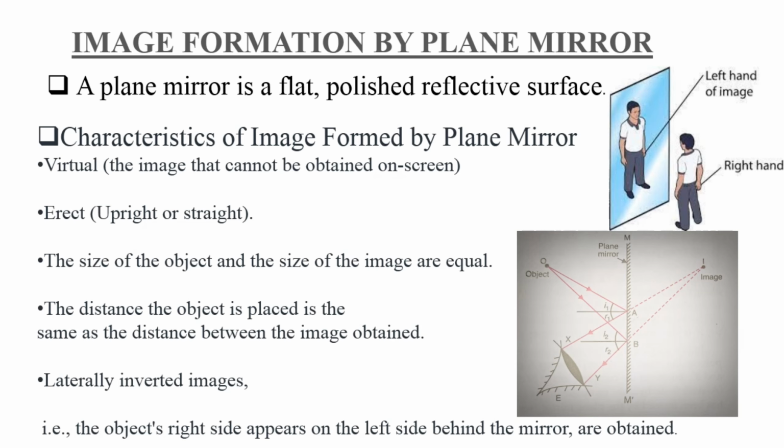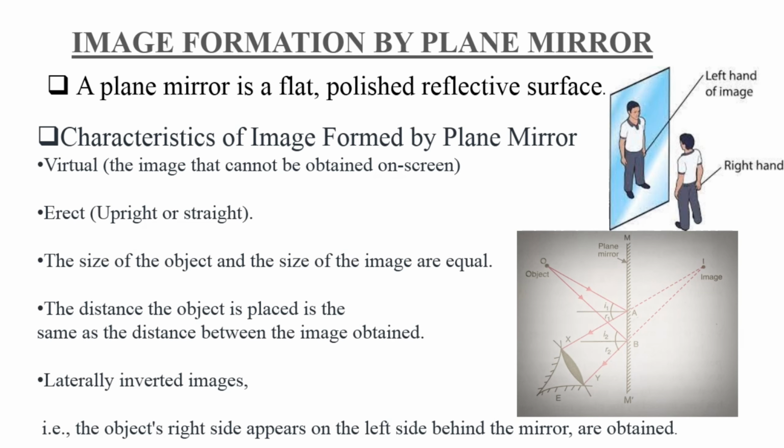The image is laterally inverted. This means the right side of the object appears as the left side in the image and vice versa. So you can see from this image, if the person lifts his right hand, in the mirror it shows like the left hand, and it is vice versa. So that is nothing but the lateral inversion.